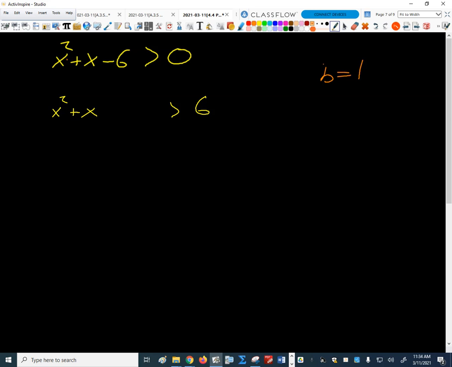And so I'm going to add half of b squared to both sides, right? I'm going to add 1/2 squared to both sides. Agreed? Okay, and so then on this side, what am I going to get? I'm going to get (x plus 1/2) quantity squared is greater than 25/4.